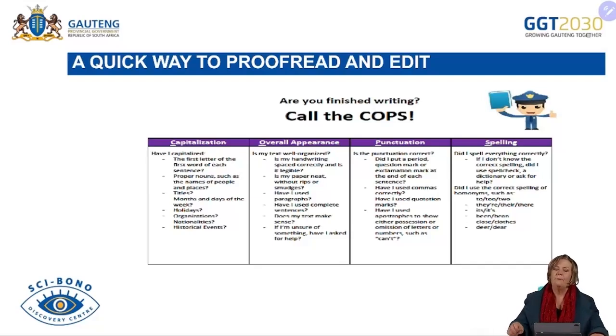The P is for punctuation. Is the punctuation correct? Did I put a period? This is an American resource. We talk about full stops and not periods. Did I put a full stop, a question mark, or an exclamation mark at the end of each sentence? Have I used commas correctly? Have I used quotation marks? When do we use quotation marks? Oh yes, when you want to indicate direct speech. Have I used apostrophes to show either possession or omission of letters or numbers, such as can't?